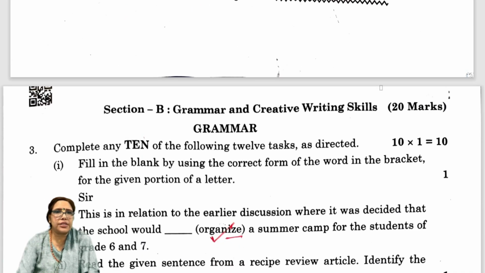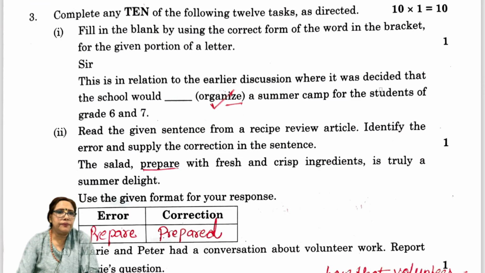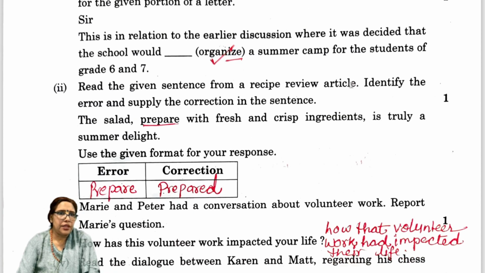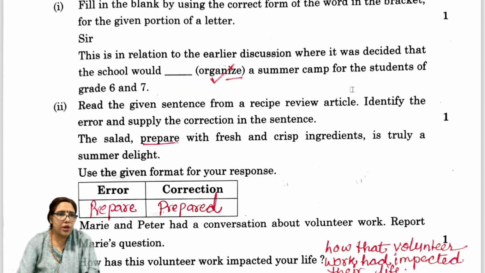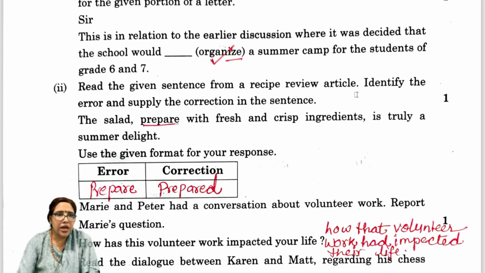Now I move on to section B, grammar, and in grammar you had to do any 10, but I will be discussing all the 12. So now fill in the blank by using the correct form of the word. Now in this particular part 1, your answer is organize. Why? Because after verb always takes first form. So you did not have to change the form, so it should have been the school would organize.